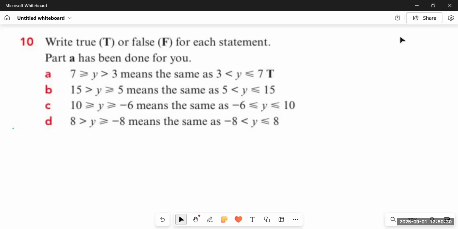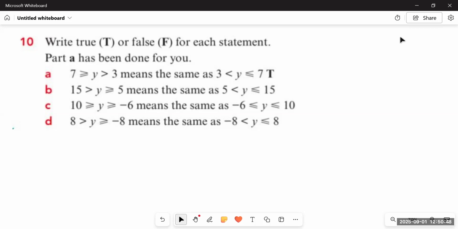Now comes question number 10, which says write true or false for each statement. Part A has already been done for us. Y is less than or equals to 7 and greater than 3 means the same as y is greater than 3 and less than or equals to 7.